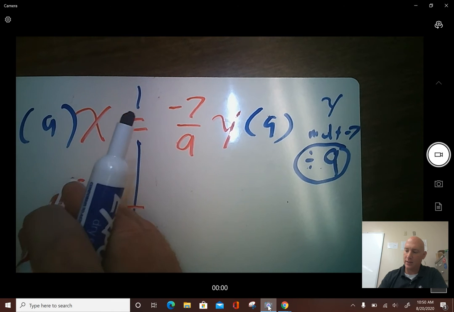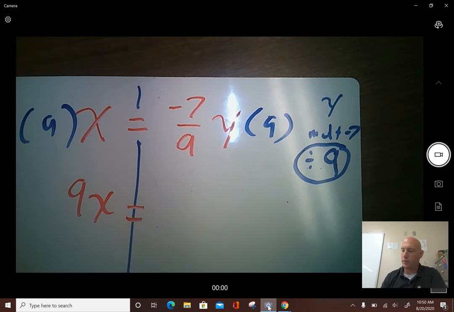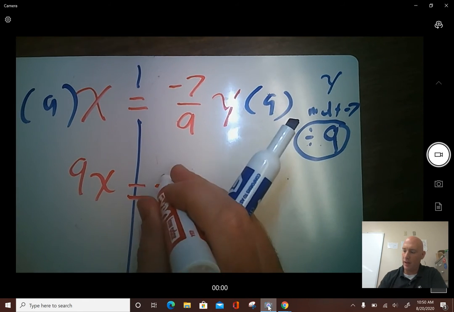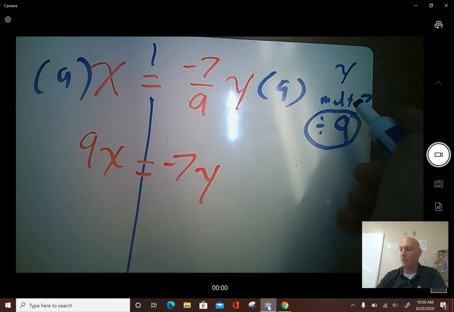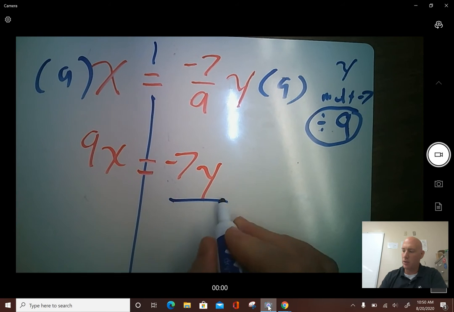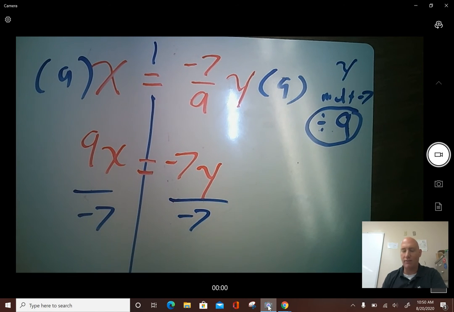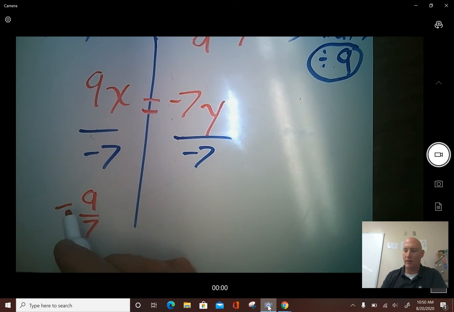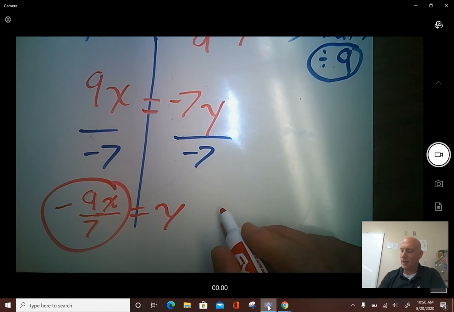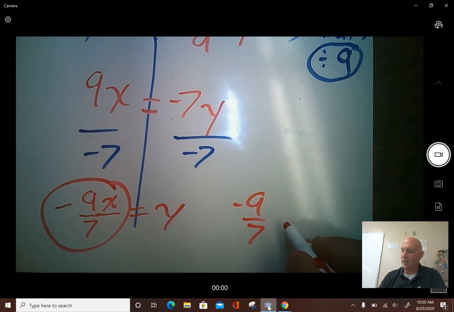So I'm at 9x equals negative 7y. Now my next step, I have to undo multiply by negative 7, so I'm going to divide both sides by negative 7. And look what we get: negative 9 sevenths, because you always want the negative out front. You could think of it as negative 9 sevenths x over 7 equals y, but this is actually the same thing as negative 9 sevenths x.